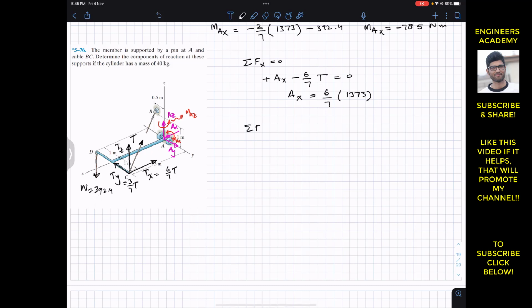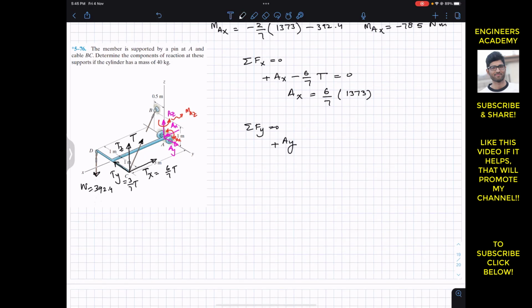Similarly, if you find the summation of the forces along the y-axis, that must be equal to 0. Along the y, we have ay in the positive y, so plus ay. Then we have ty in the negative y, so we will write minus 6 divided by 7t, and there is no other force along the y direction, so this will be equal to 0. So ay is equal to 6 divided by 7 into t, which is 1373.